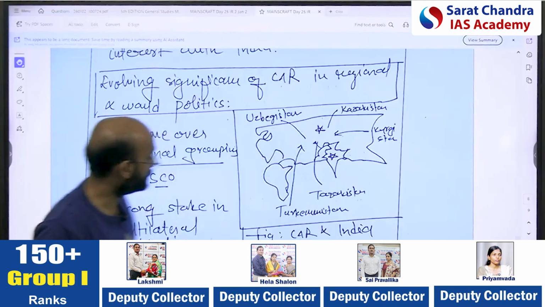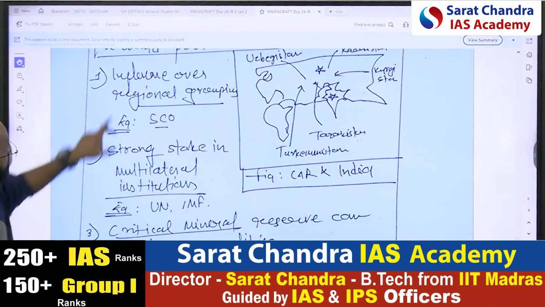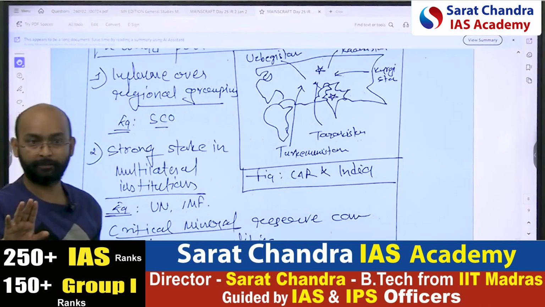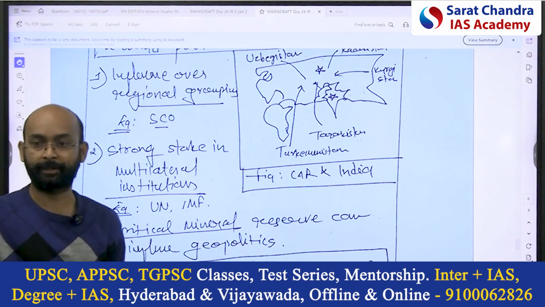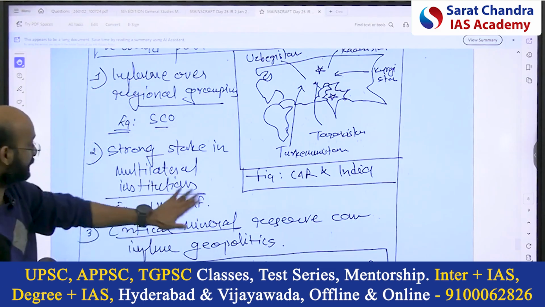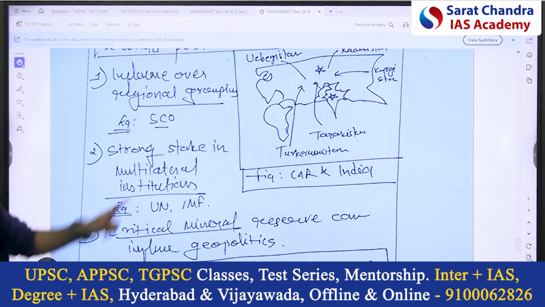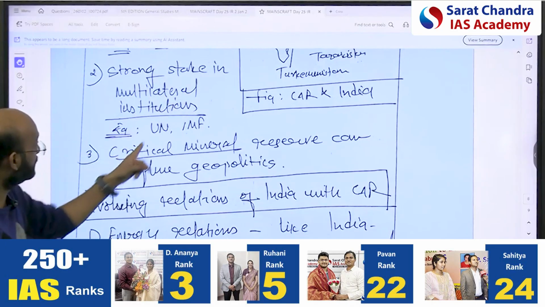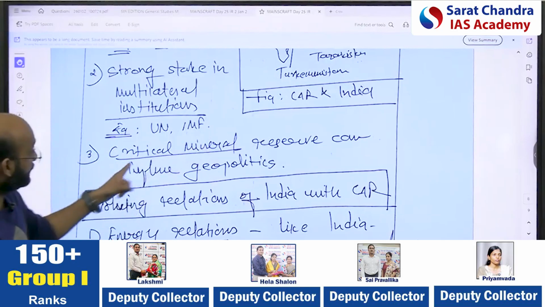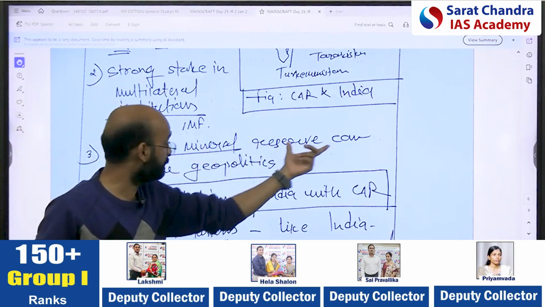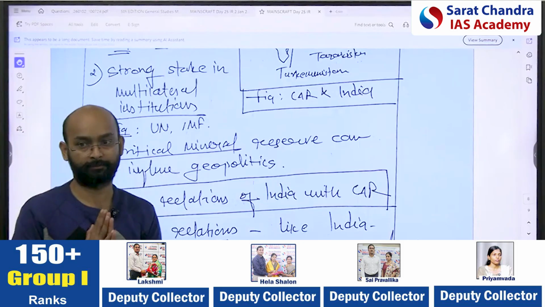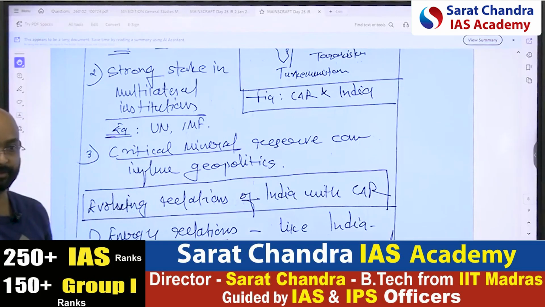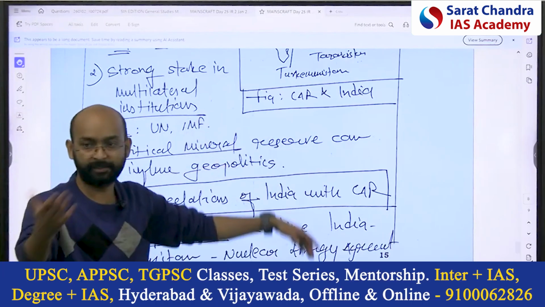Ready? So this is the CAR's influence over regional groupings. Whenever we talk about geopolitics, we talk about regional groupings and multilateral institutions. The first point is SCO. Second is their multilateral stake at the UN, IMF. Critical minerals they have in reserve can influence geopolitics. Those who have energy and critical minerals, energy is also a critical mineral, can influence geopolitics.